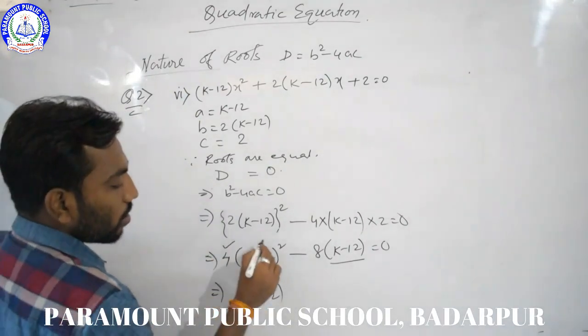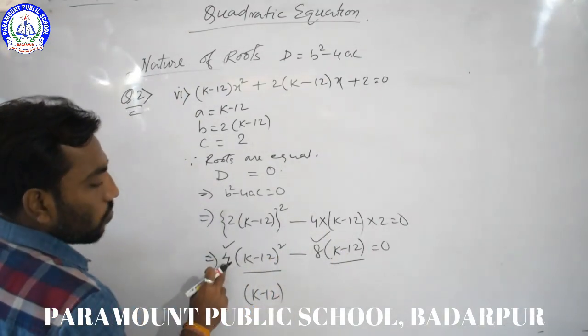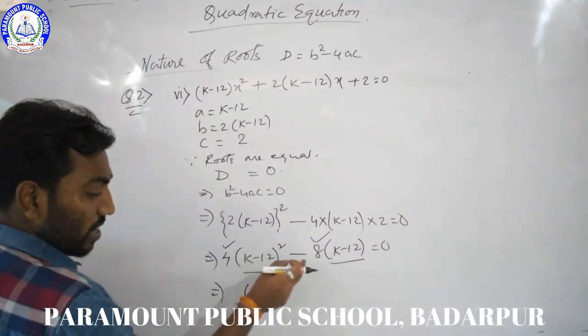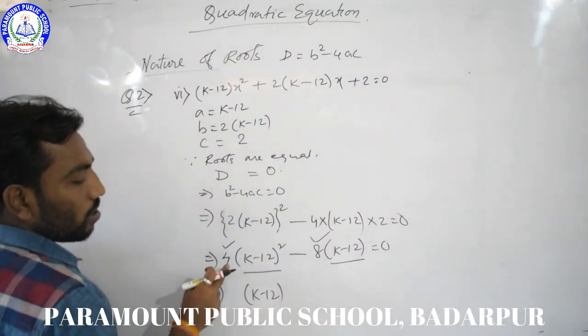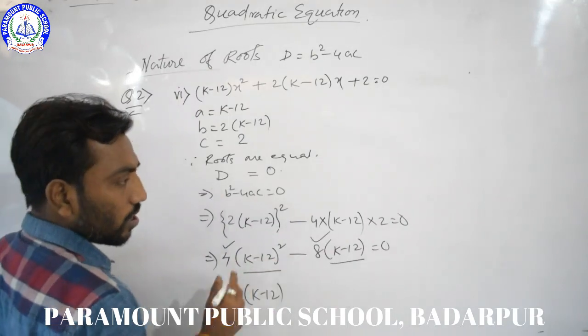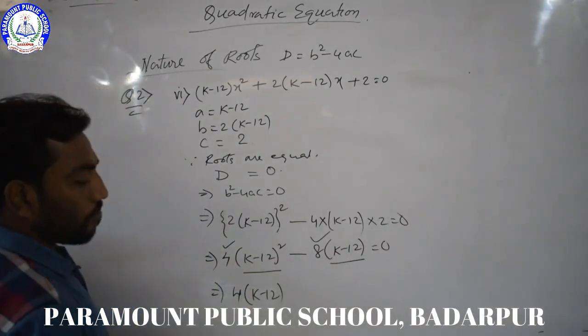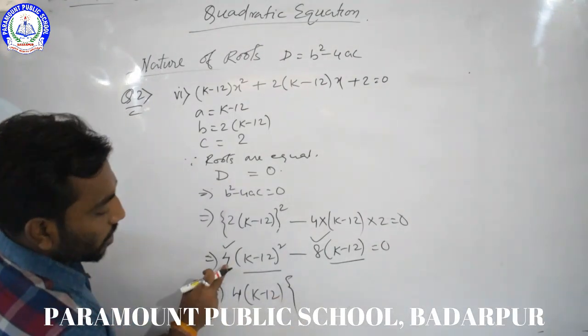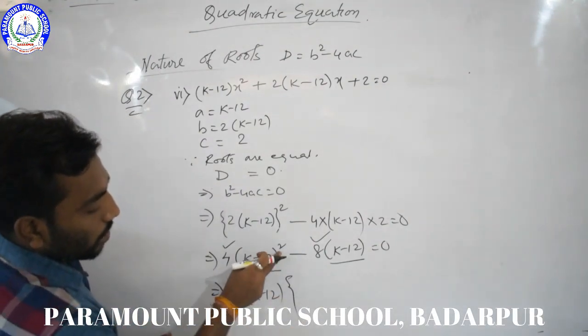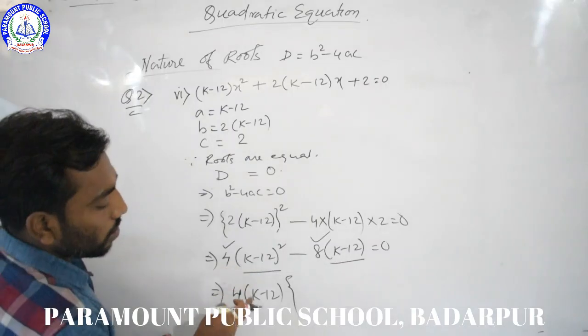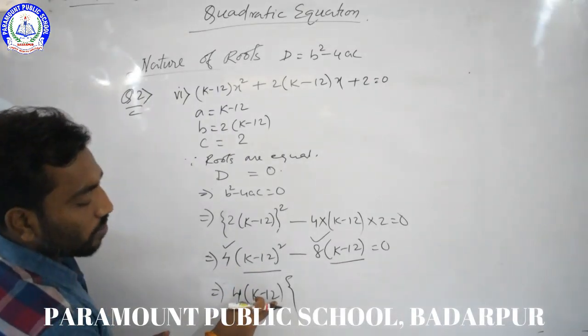So we can take out k minus 12 as common. Moreover, if we go with 4 and 8, 8 is coming in the multiple table of 4. That means 4 is common in both the cases. So I can take 4 as a common factor. So from here we have taken 4 common, and out of 2 k minus 12 we have taken one of the k minus 12 as a factor.